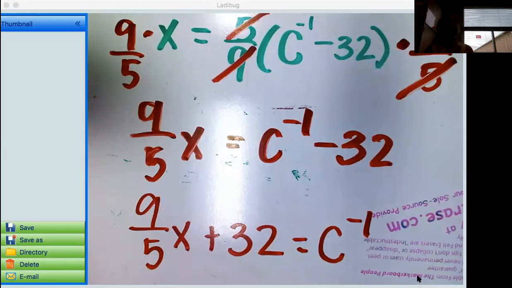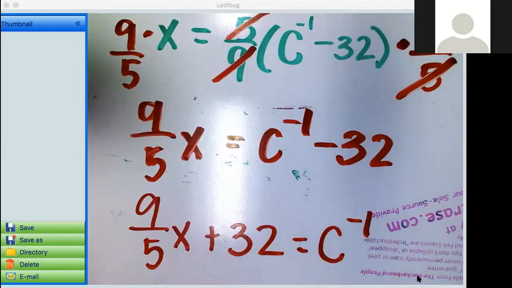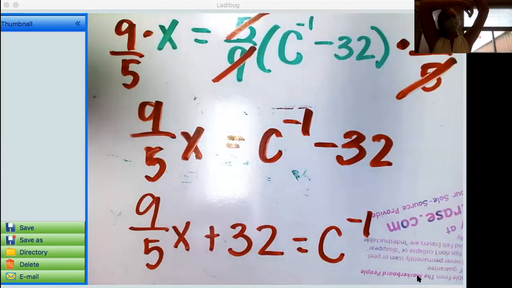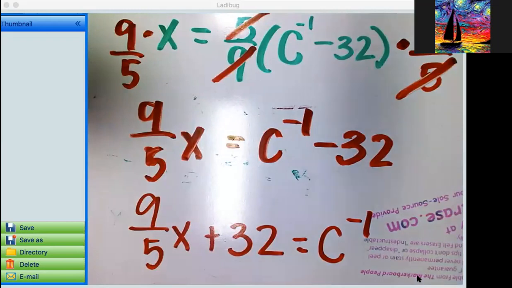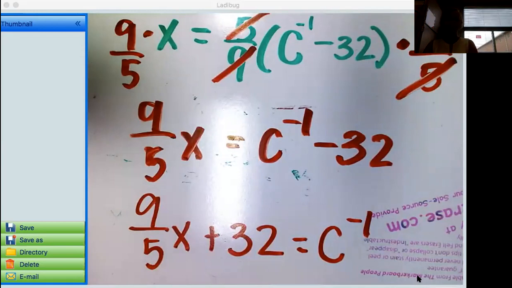Now I want you to interpret the meaning. Let's talk about what they told us in the problem. The problem said it's converting what to what? Fahrenheit to Celsius. Read the problem. Good. Fahrenheit to Celsius. I just took the inverse, which means I took the input and the output and I switched them. So what is the inverse function finding? Celsius to Fahrenheit. Celsius to Fahrenheit, not Fahrenheit to Celsius. That's it. That's all you had to tell me. Does that make sense? Okay.